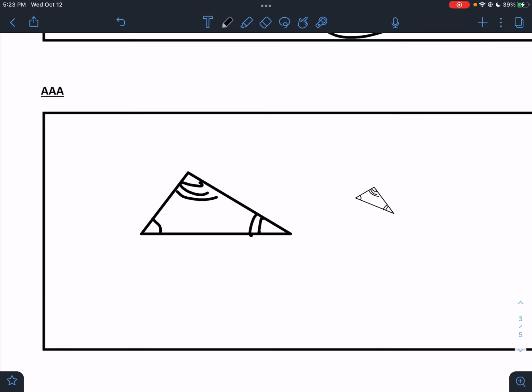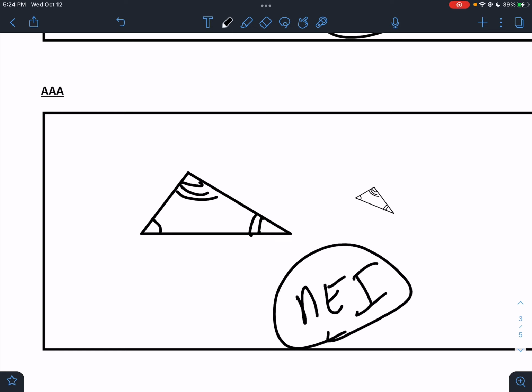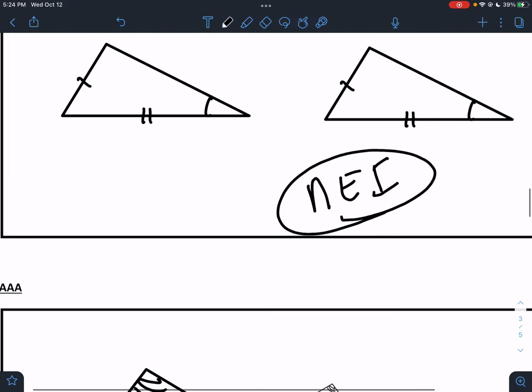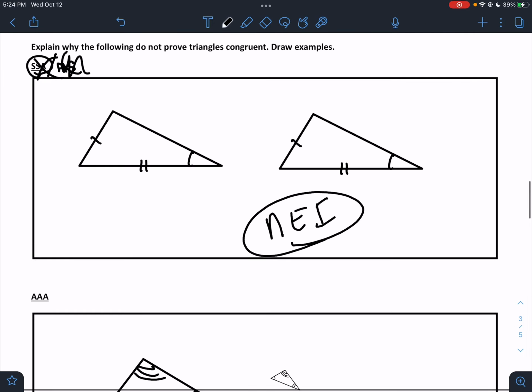So again, if you're thinking AAA, what are you going to write? NEI. Maybe they're the same. They don't have to be the same. So here's a test question. Explain to me why SSA does not prove congruence. Test question. Because it could create up to 2 congruent triangles. So it doesn't prove congruence.